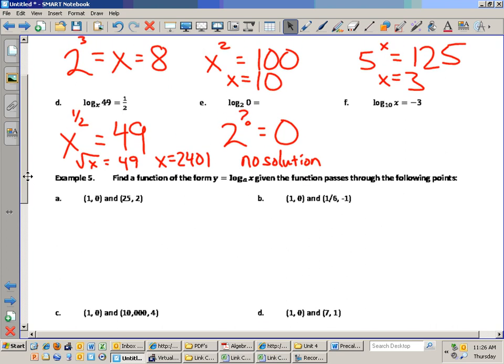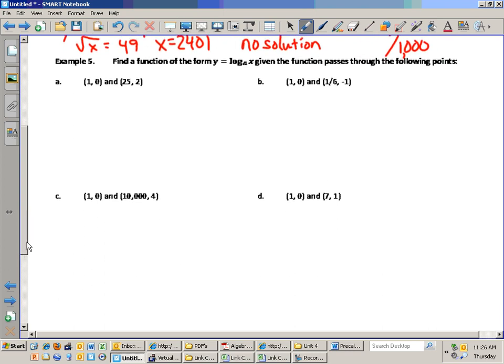Okay, log base 10 of x equals -3. So that would be base 10 to the -3rd power equals x. So what is x? 1 over 1,000. Good.